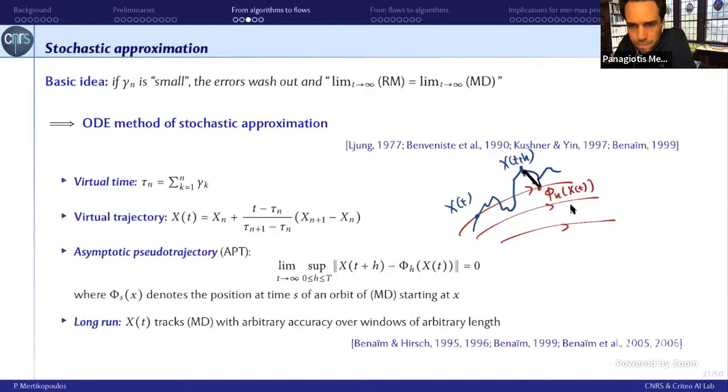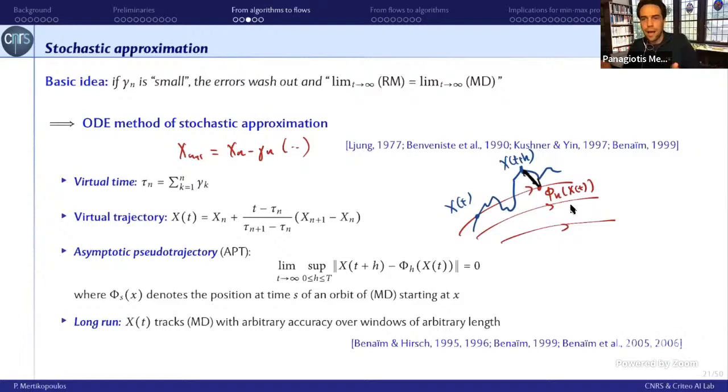One further question. How is x of t defined? Could you explain the virtual trajectory? I have a discrete process. Let me explain. Remember that my process in general is of the form x n plus 1 equals x n minus gamma n times something. I am viewing these gamma n's, the step sizes, as alarm clocks. So gamma n is a step in time. This virtual time is just the total time that has elapsed after n iterations of the original algorithm.